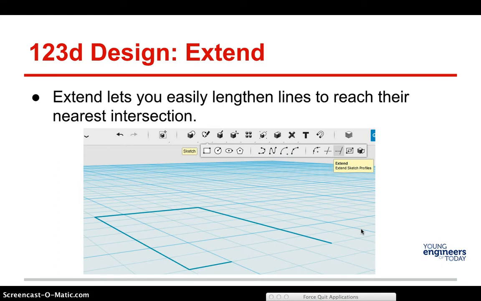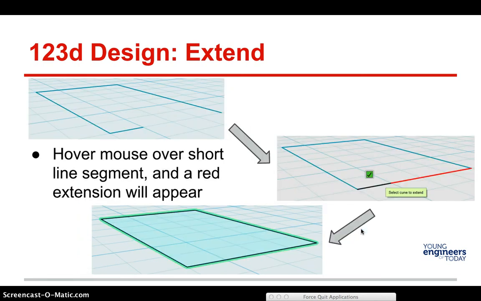Okay. For example, if I deleted this, now if I want to replace it, I can do the extend. Extend lets you easily lengthen lines to reach their nearest intersection. As you can see here, I clicked on that. The red line appears to complete my rectangle.